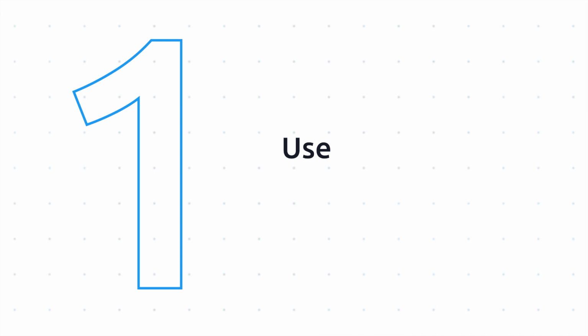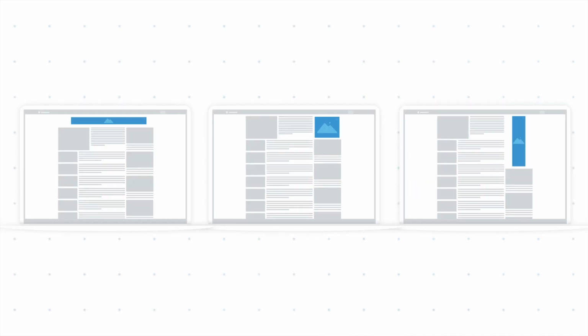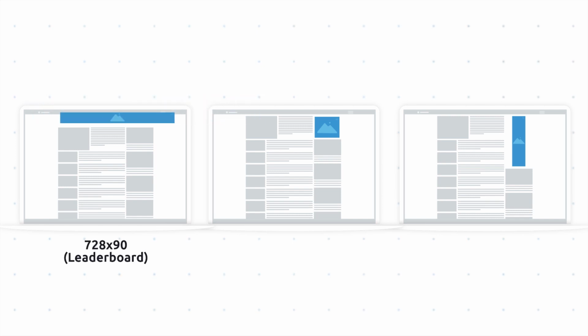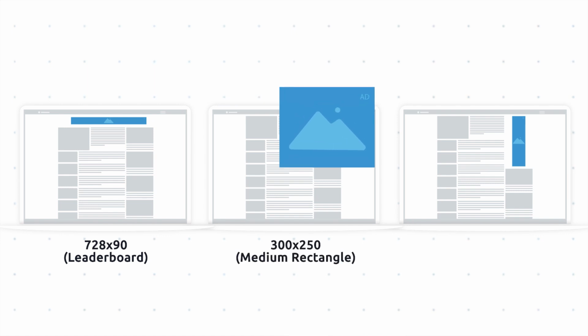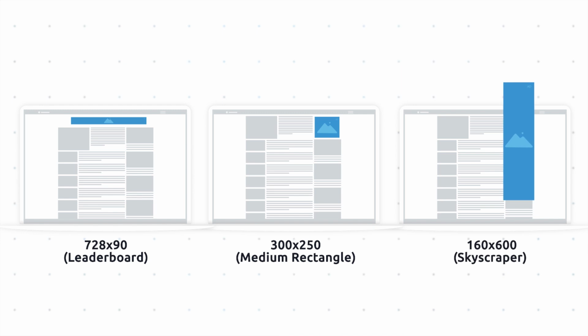Up next, let's cover ad sizes. Ad size can have a profound impact on performance. Here are the best practices to be aware of. Number 1, stick with the standard IAB sizes. The IAB calls these 3 ad sizes standard: the 728 by 90, typically referred to as a leaderboard, 300 by 250, referred to as a medium rectangle, and 160 by 600, often called a skyscraper.